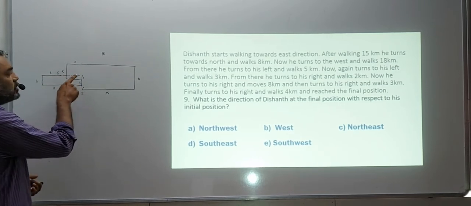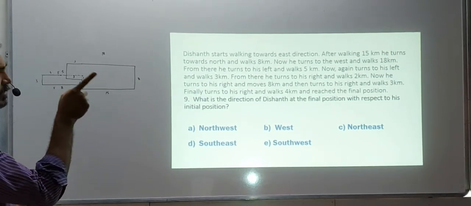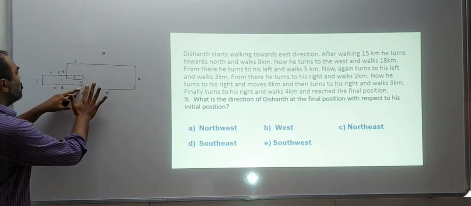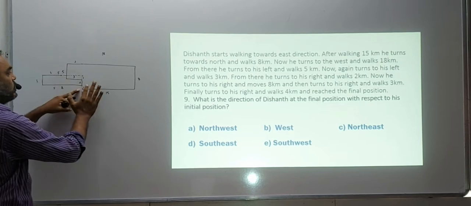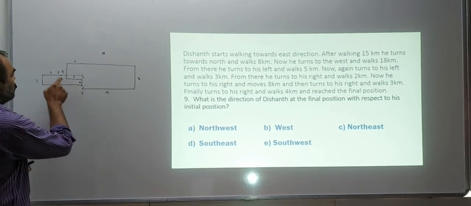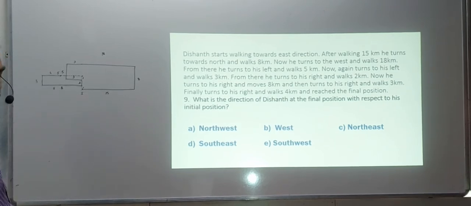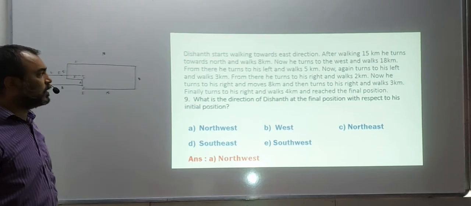This was the condition if he walked. But now the condition is not mentioned here. They are asking the final position, initial position. So this is the initial position. This is to the north, which is this side, the west. So what is the position of the final position and the initial position? What will the answer be? Yes, you guessed your answer. The answer is northwest. Yes, clear? So this is another question of the same type.